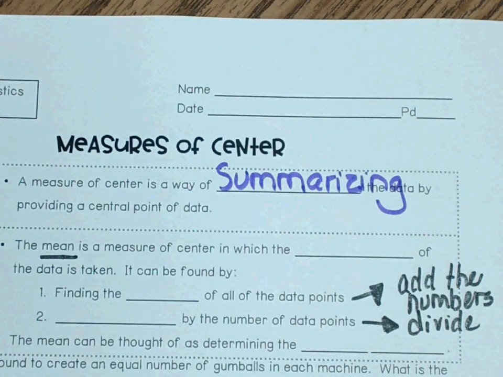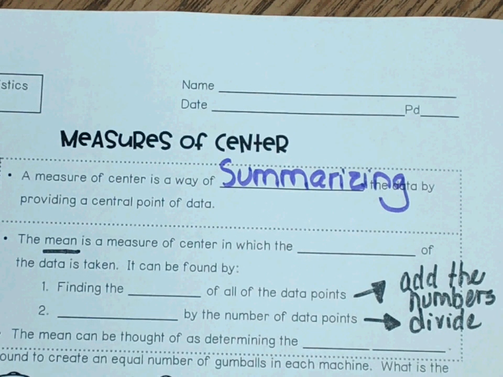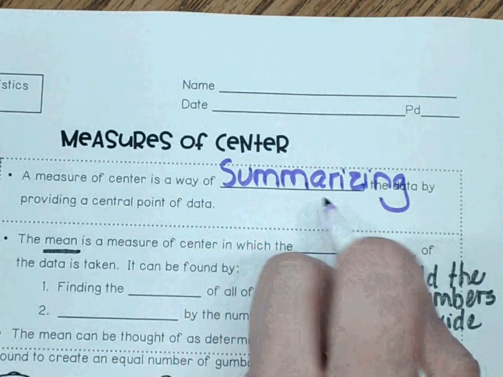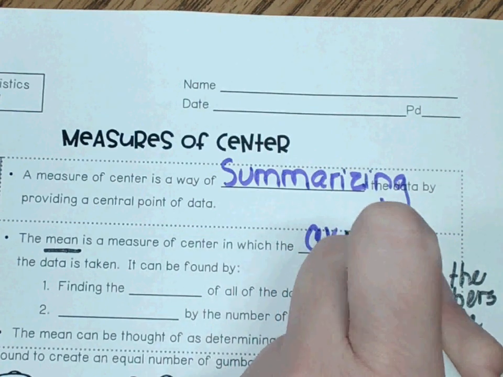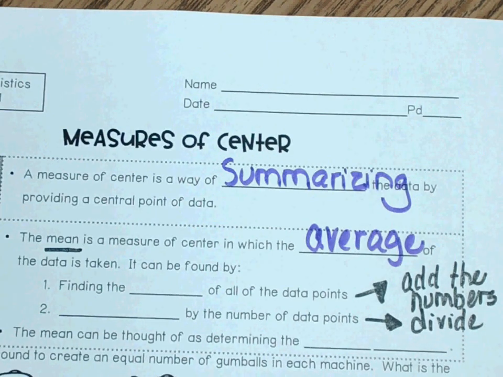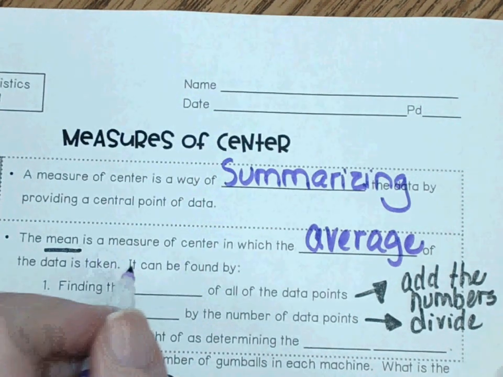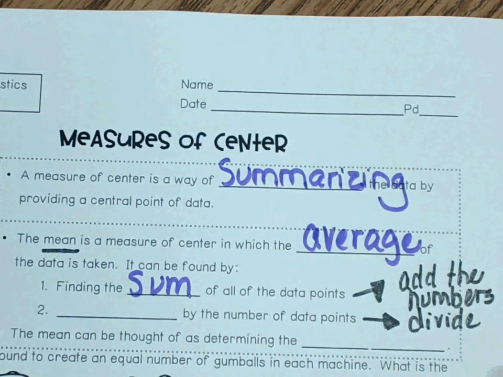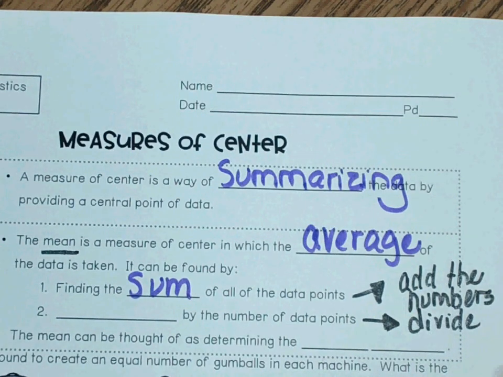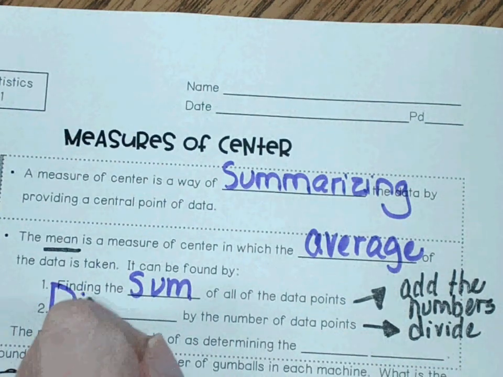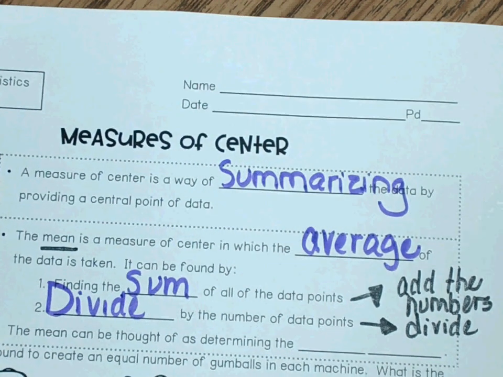Okay, the mean, I'm sure you've heard of. We typically call it the average. Okay, and the mean is a measure of center in which the average of the data is found. It can be found by finding the sum of the data. And notice I wrote add all the numbers up. And then you have two steps to this. The next thing you need to do is divide by the number of data points.